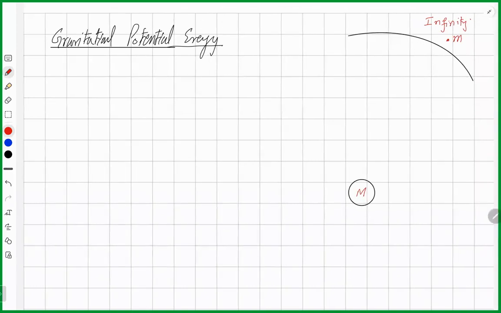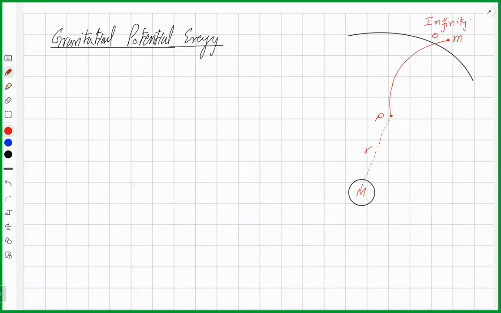Now, if we bring this mass from there to any point inside, so there was no gravitational field, and now this object has come from outside the field to the inner field. This is a point where its distance from the center of the central mass is r. Now, what will happen to gravitational potential energy?